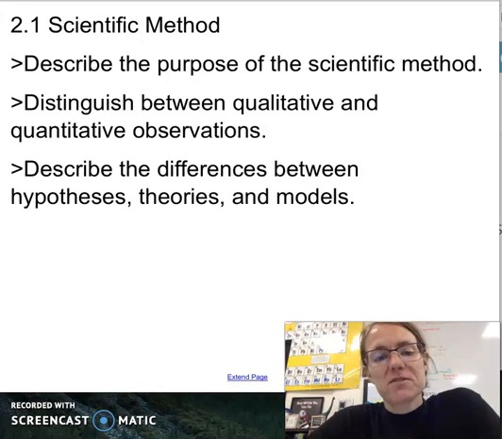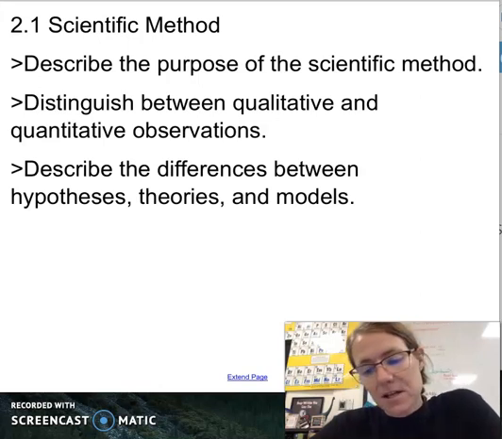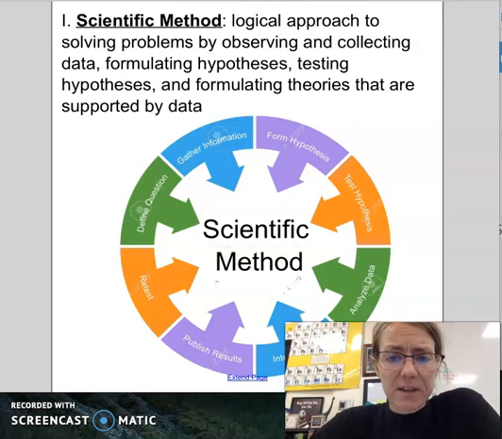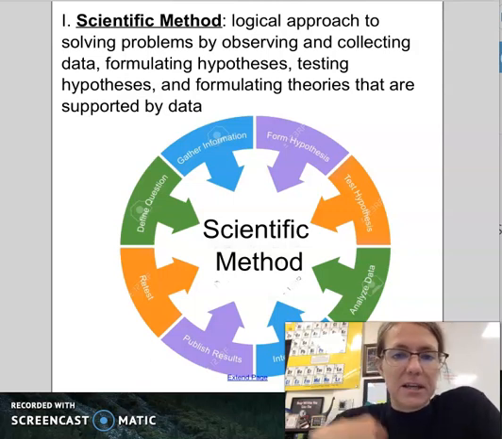Our learning objectives today: describe the purpose of the scientific method. And I know we always go through the scientific method in every science class here, but we'll go through it one more time. Distinguish between qualitative and quantitative observations, and then finally be able to describe the differences between hypothesis, theories, and models.